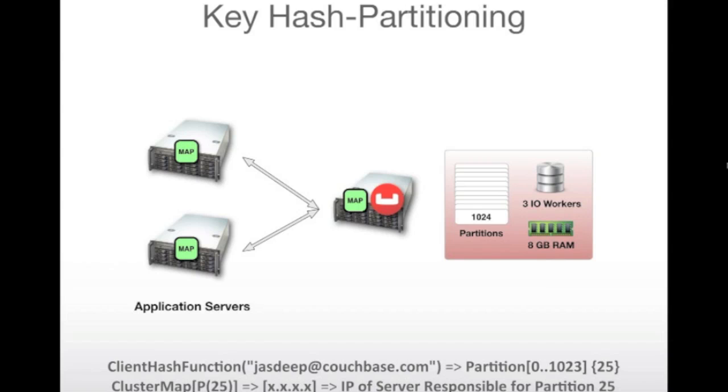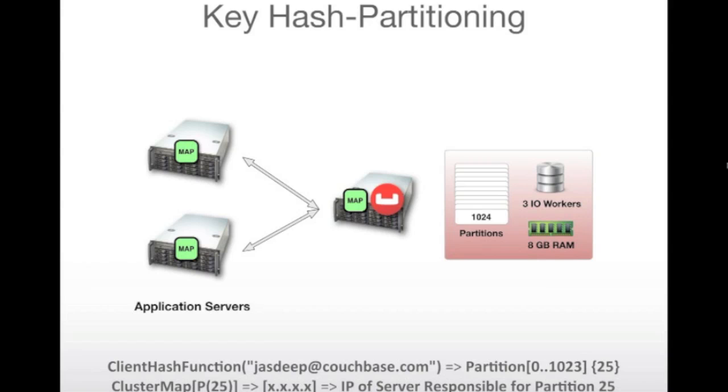In order to distribute data, we hash the key, so key value again. It's a very simple hash. We get a number from 0 to 1023. That's basically the partition that it should live on. And then within the cluster map, we look at that partition number and ask which IP address and which Couchbase node is the active master for that partition. In this case, all 1024 are on one node, so all of them are going to go to this server.